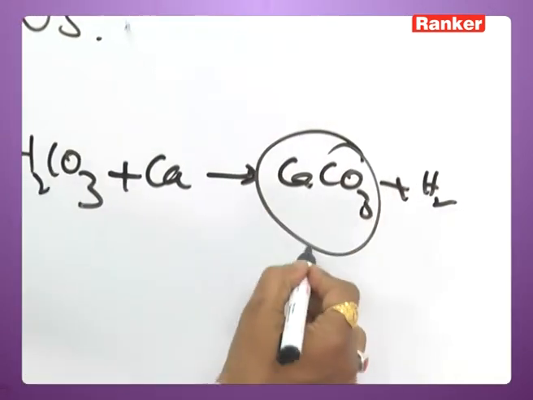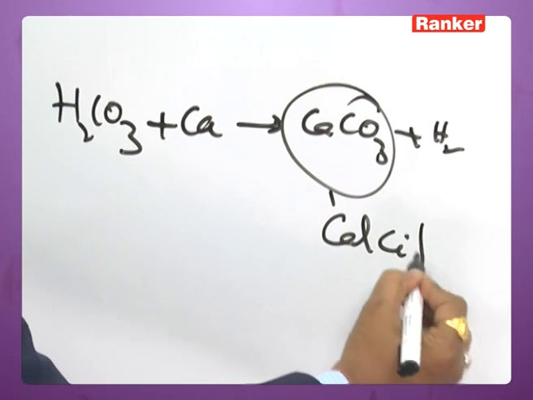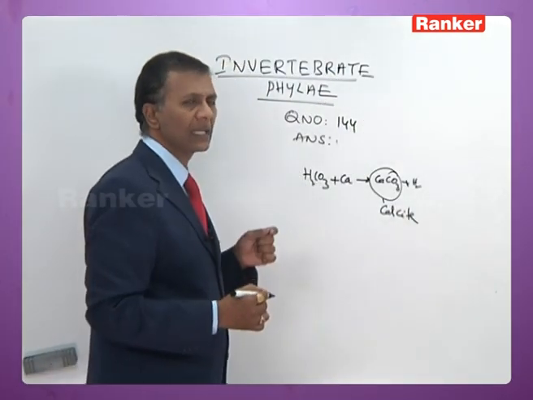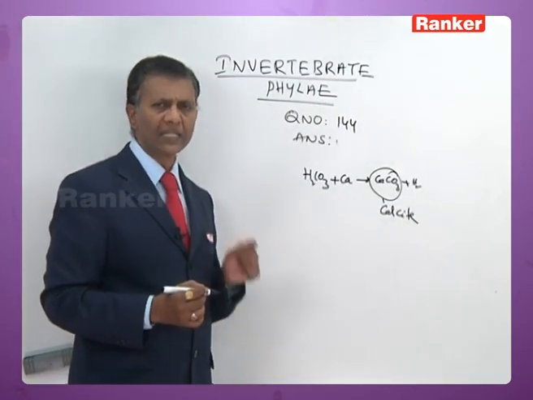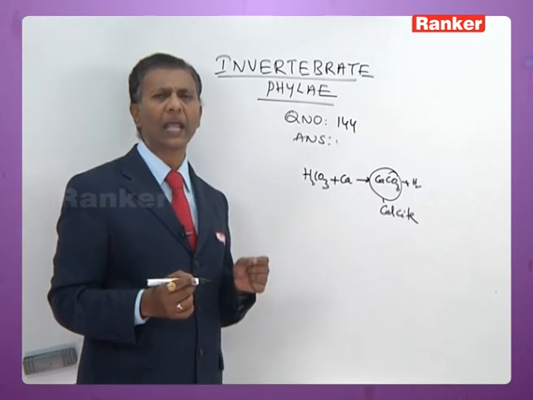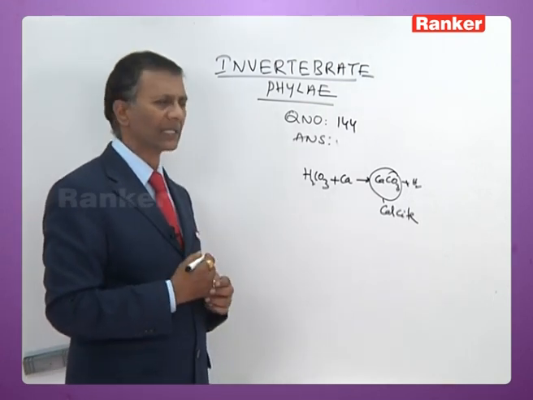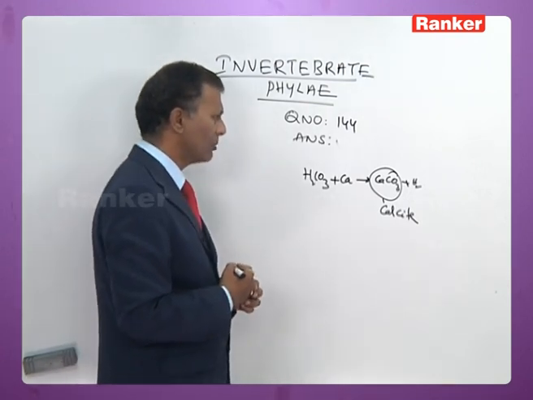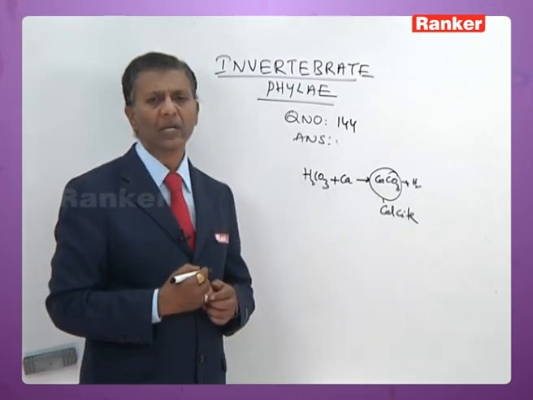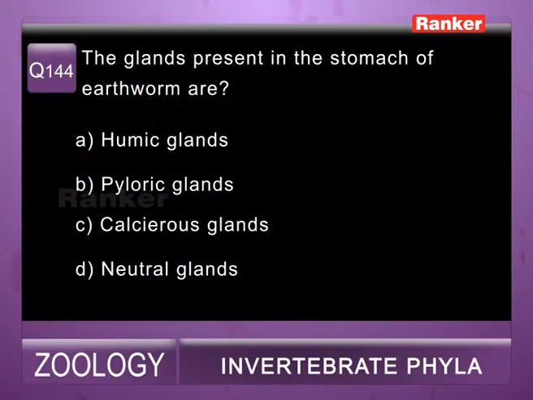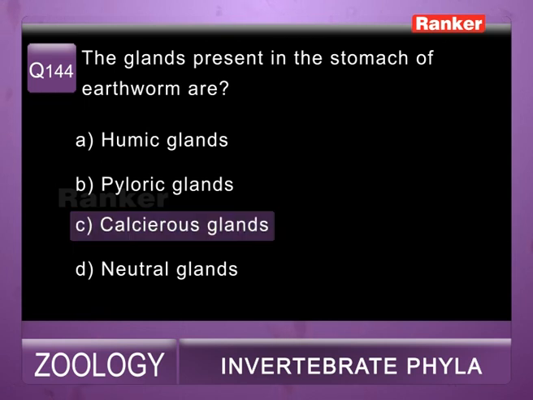So this calcium carbonate is called calcite. So calciferous glands minimize the acidity in the stomach by converting excess humic acid into calcite. So 144 question correct answer is C calciferous glands.